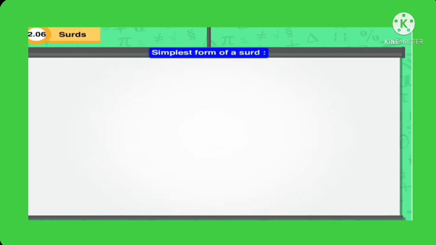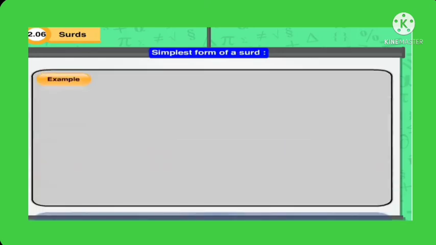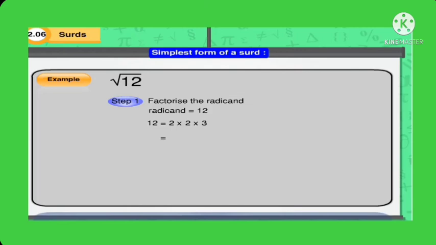Now students, let's see the simplest form of a surd. Take an example, root 12. Now here 12 is the radicand. So let's take step 1. Now in step 1 we will factorize the radicand. Your radicand here is 12. So radicand 12 we need to factorize. 12 is equal to 2 into 2 into 3. Now 2 square into 3.